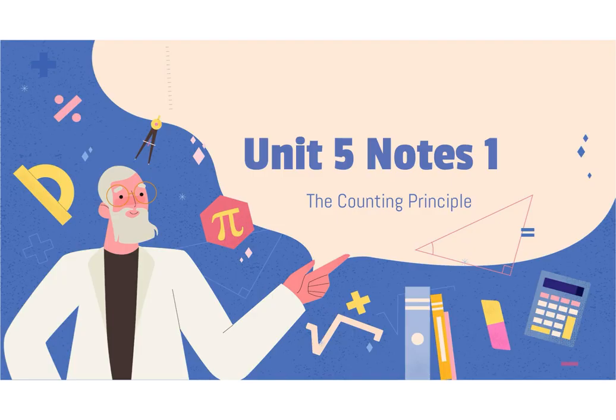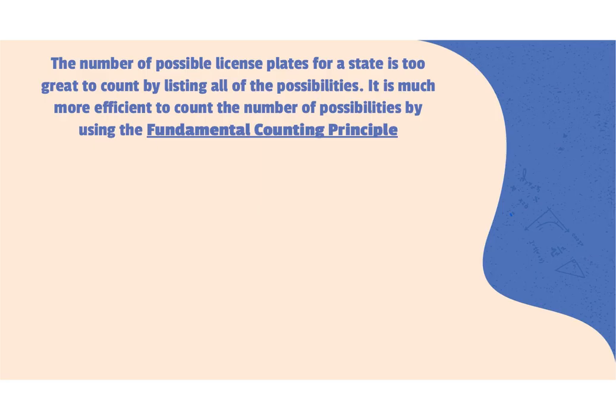Unit 5 starts to look at probability and a little bit of statistics, but mostly probability and calculating how things can happen. Consider something like this. The number of license plates for a state is too big to count by simply listing all the possibilities. I can't sit there and just go A, 0, 0, 0, A, 0, 0, 1, and so on.